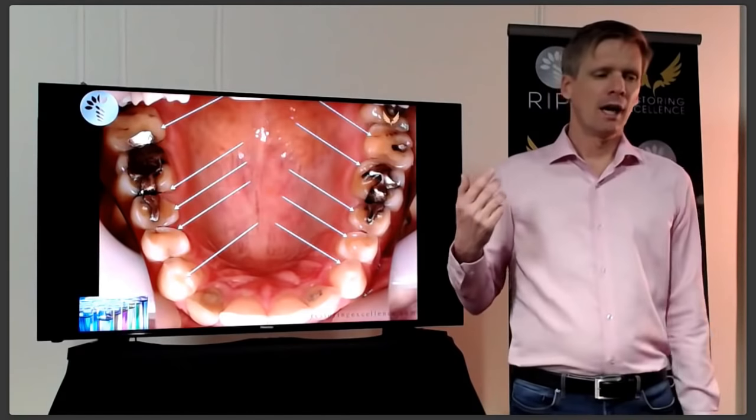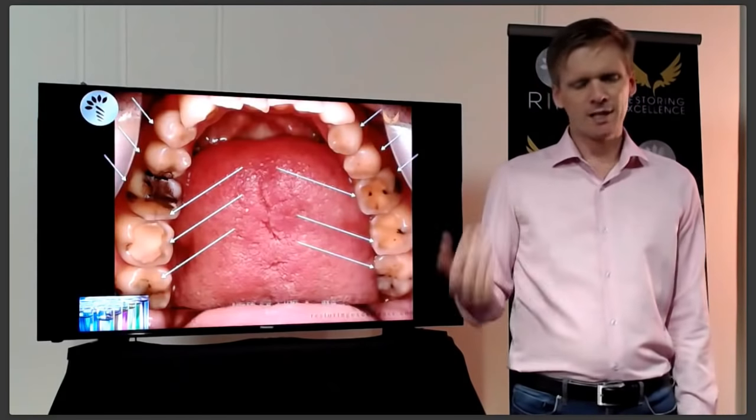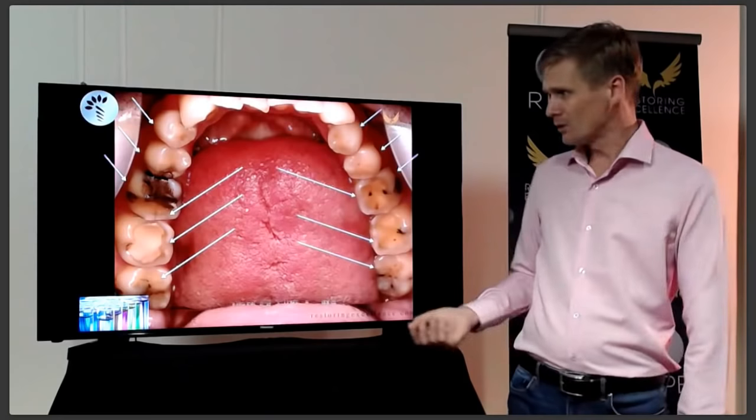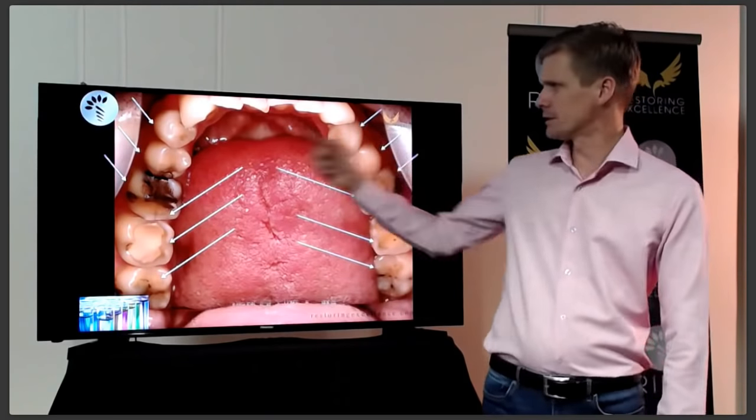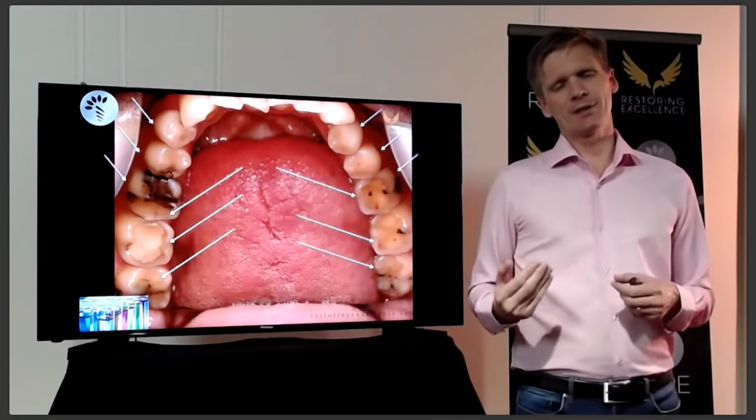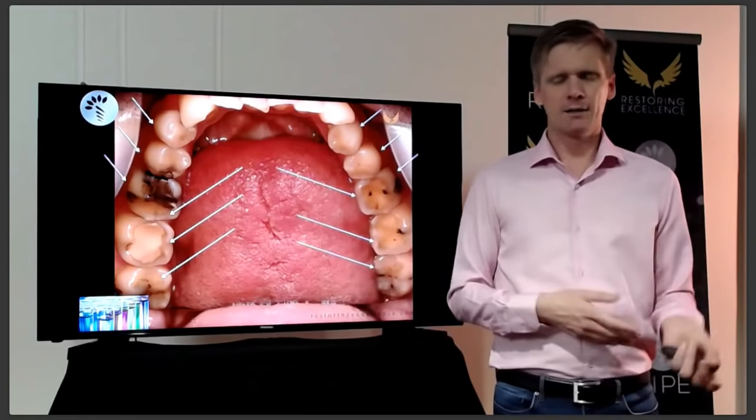Now, the flip side of that is when you see these lower teeth here, you can see that there's actually class 5 lesions on the side, and these are almost certainly a combination of brushing and acid attack as well.